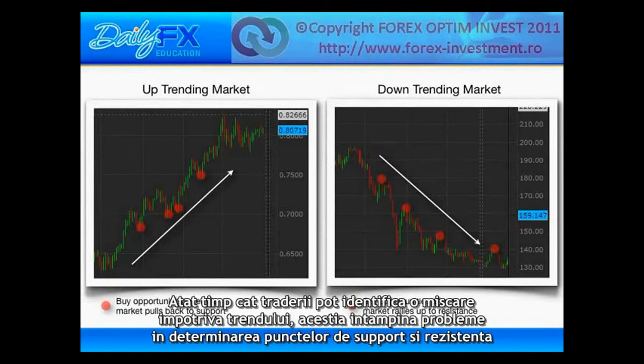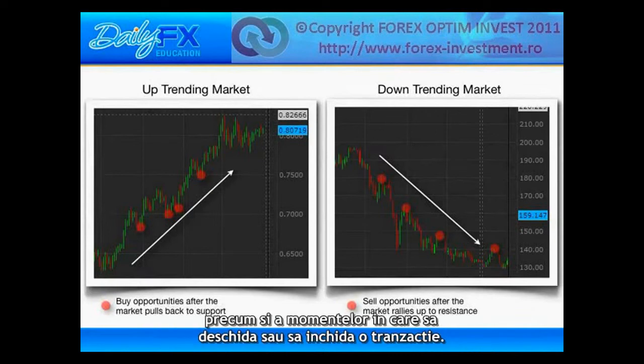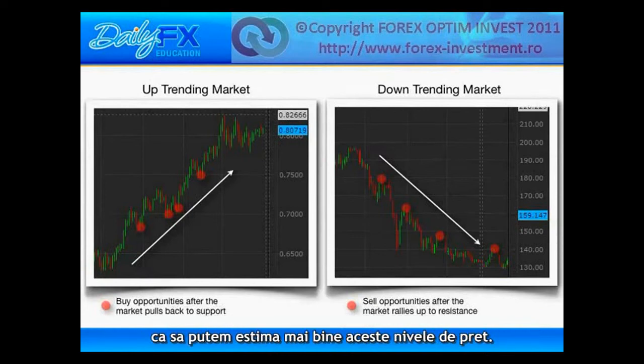While many traders can identify a move against the trend, they do have a tough time determining support and resistance, or the entry point and the initial stop level on a trade. Therefore, let's talk about how stochastics can be used to better estimate these price levels.